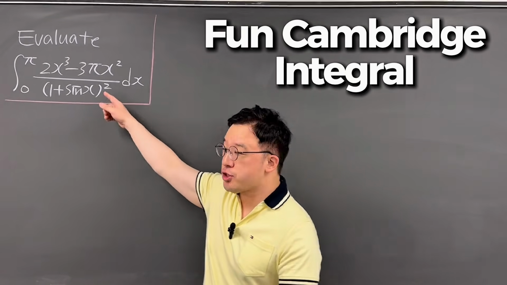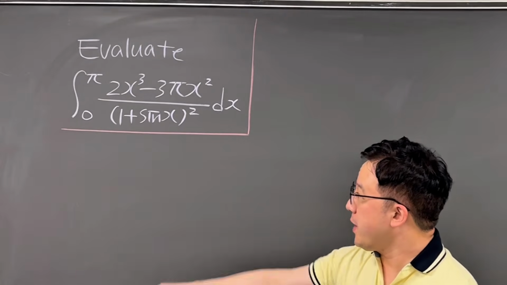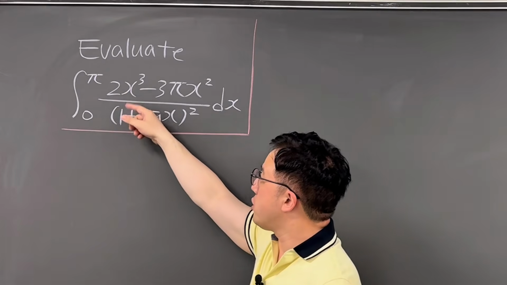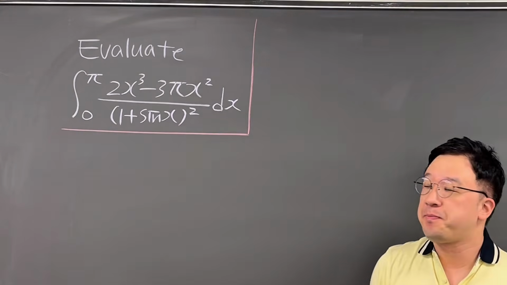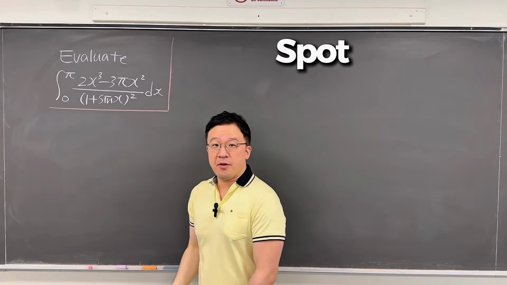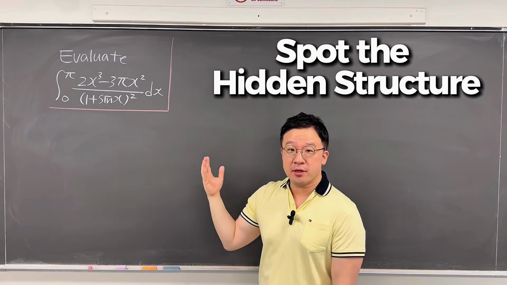Okay, it looks like we have an interesting Cambridge integral. So we have the integral from 0 to pi of (2x cubed minus 3 pi x squared) over (1 plus sine x) squared dx. This integral looks a bit messy, but if you spot the hidden structure, then it becomes really clean.